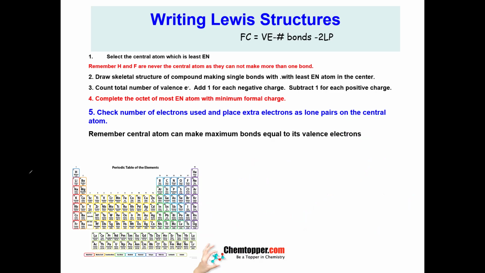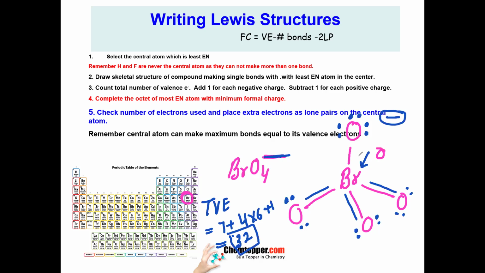Okay. So that was the Lewis dot structure of BrO4 minus. Exactly same will be there for ClO4 minus. Exactly same will be there for IO4 minus.